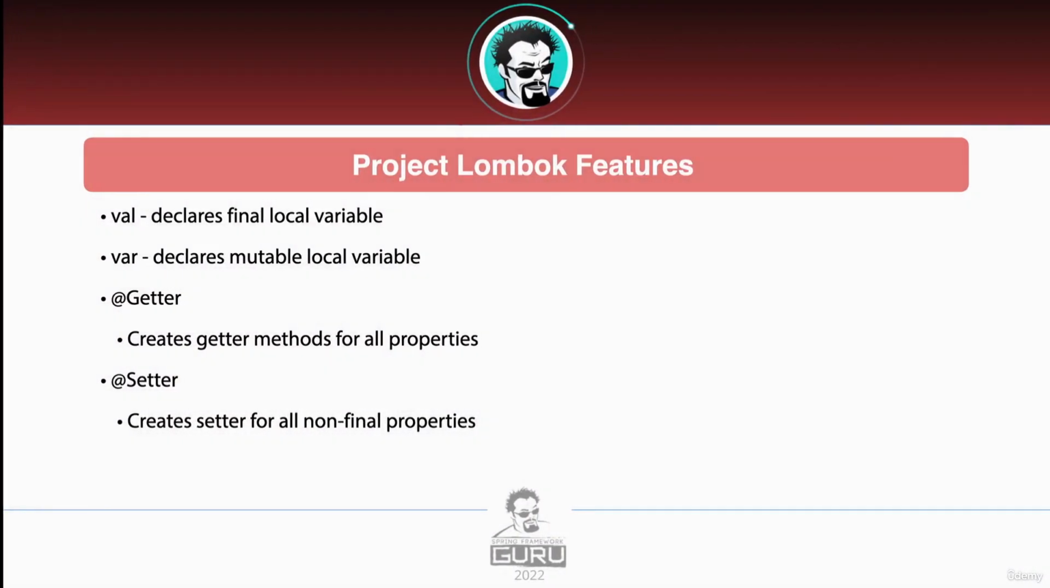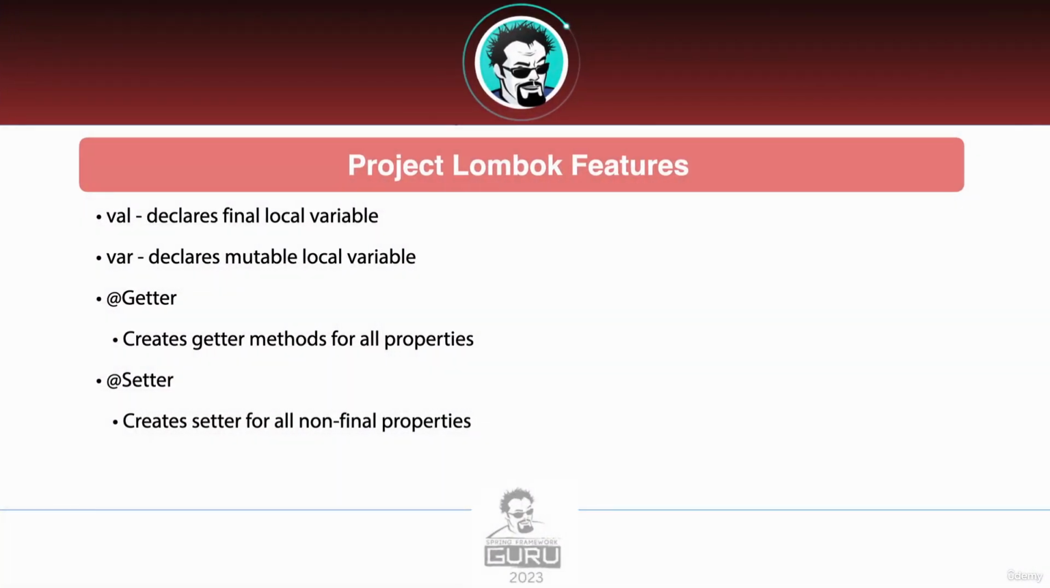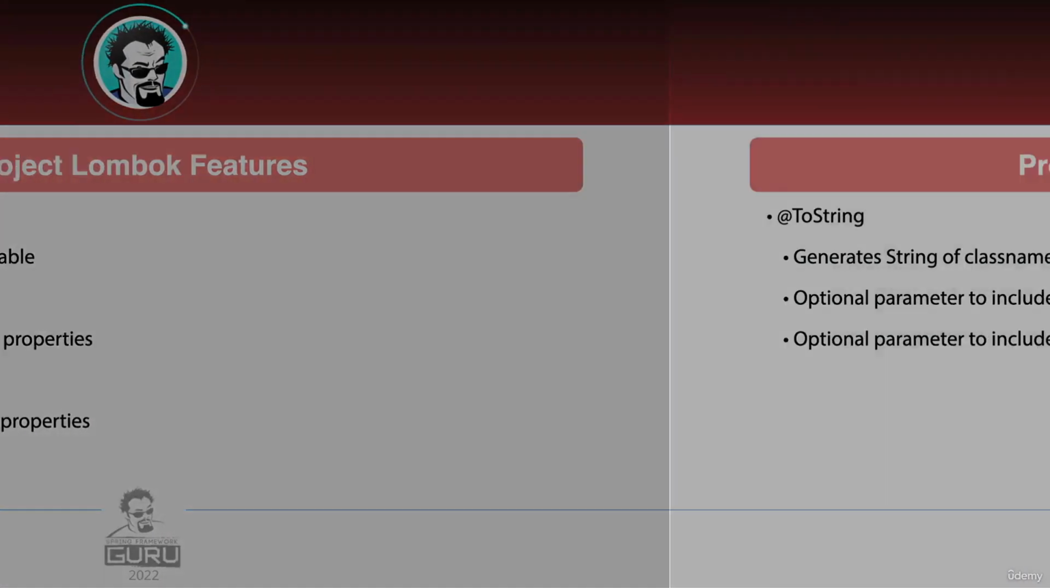Now, some of the features, we're going to go through some of the things that Lombok can do. You can use val to declare a final local variable, where var will create a mutable variable. We mentioned getters and setters. Those are pretty straightforward. They will create getters and setters for all properties.